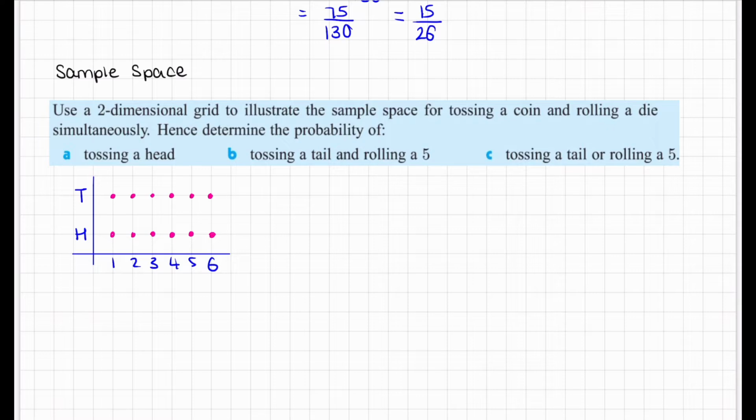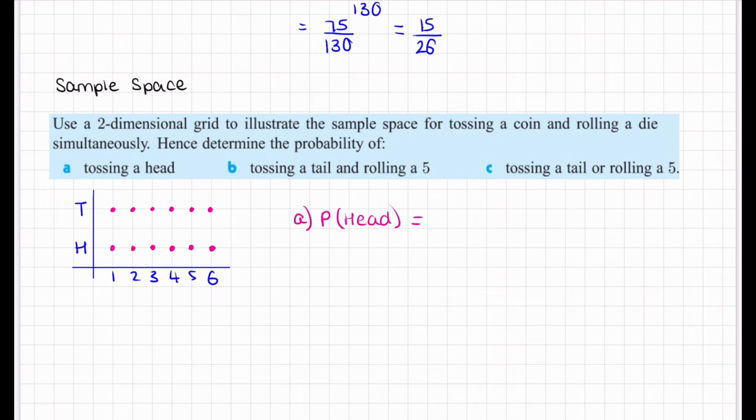Now, if we're looking at our probabilities, so A, the probability of a head, which would be all of the dots on the bottom, which is 6 dots out of 12. There's 12 dots total in the sample space, which means our probability is a half.